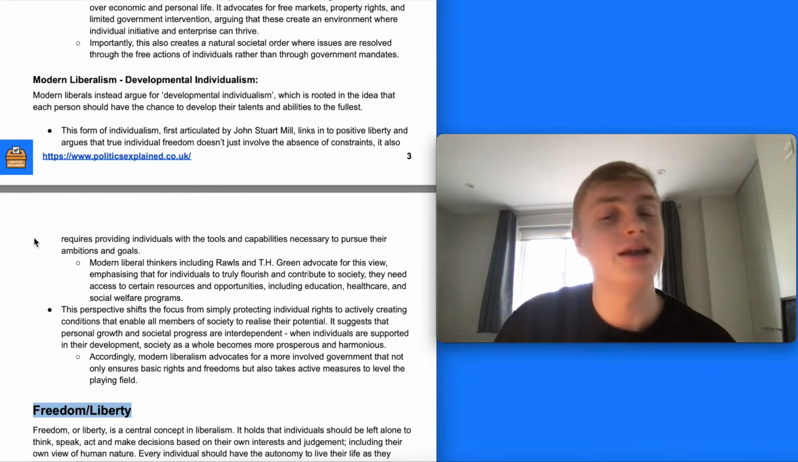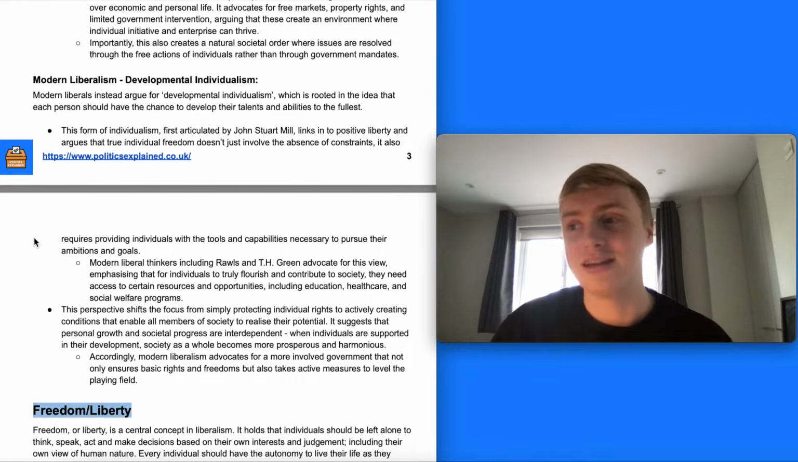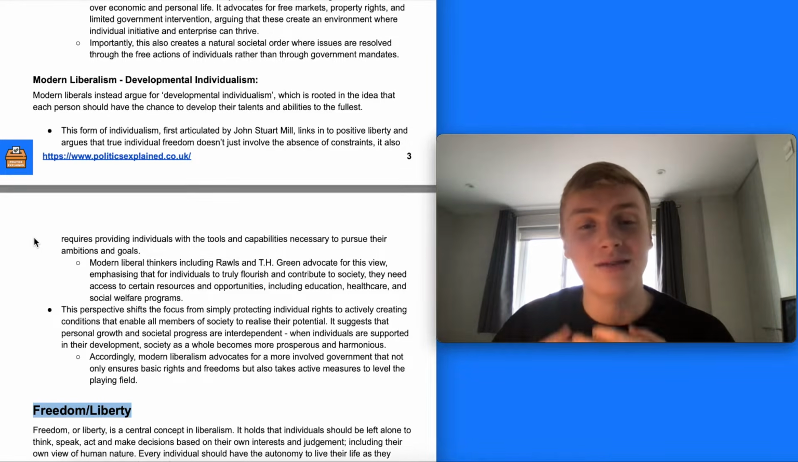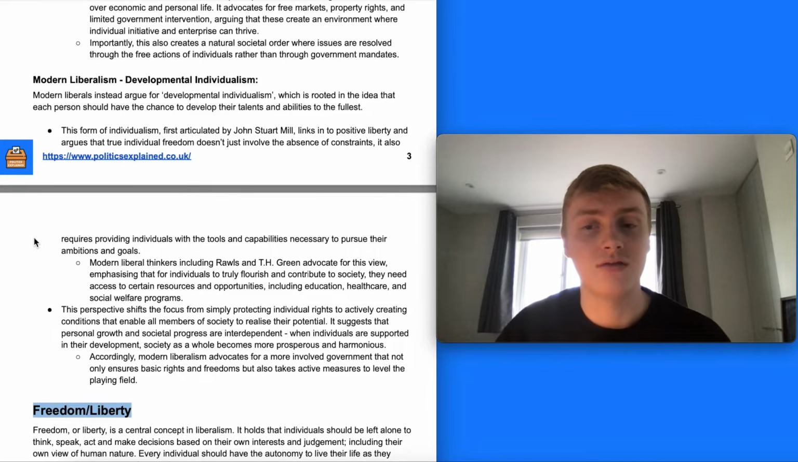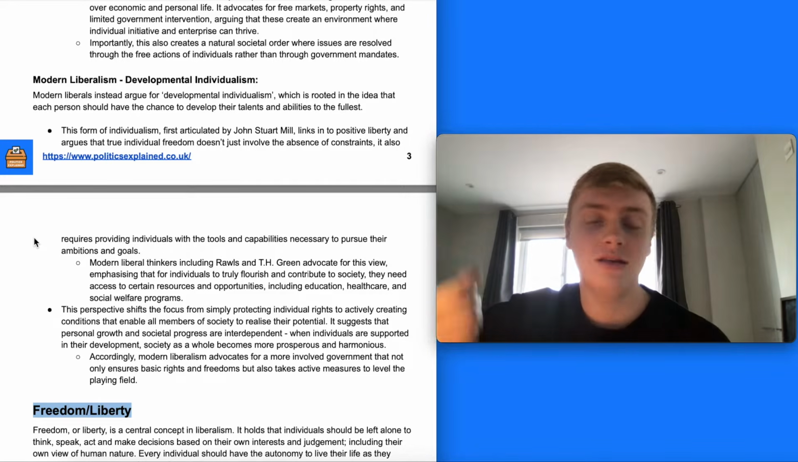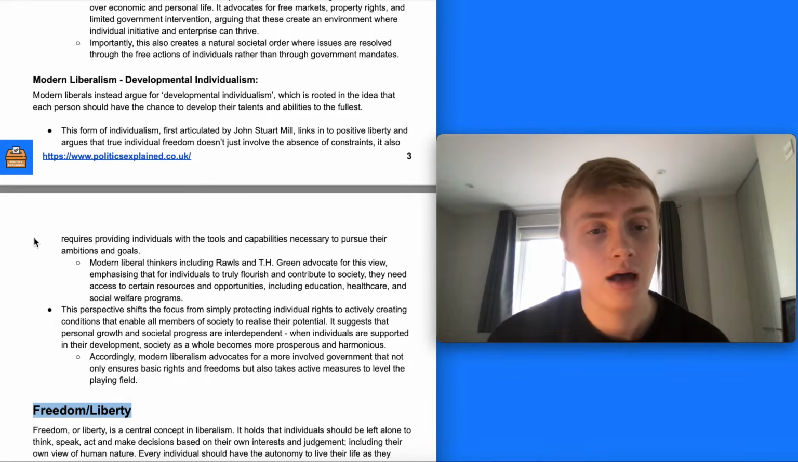I suppose developmental individualism and modern liberalism suggest that you can't just leave individuals alone to do this. They sometimes need help in order to truly pursue their self-interest, and to be given the real capability to do so. And this, again, as with classical liberals, influences their view on the state. So they advocate for a more involved government that not only ensures basic rights and freedoms, but also takes active measures to level the playing field.